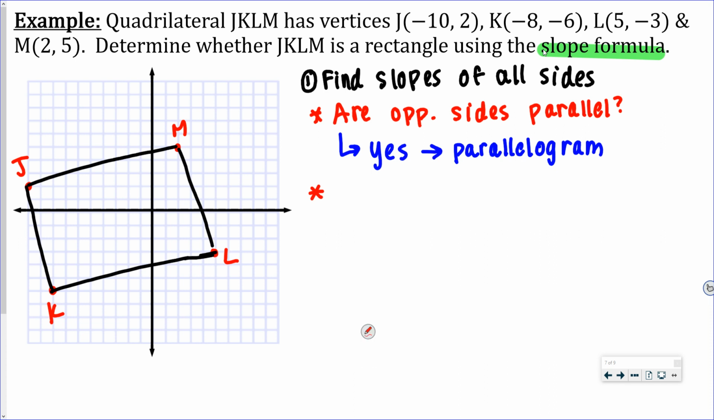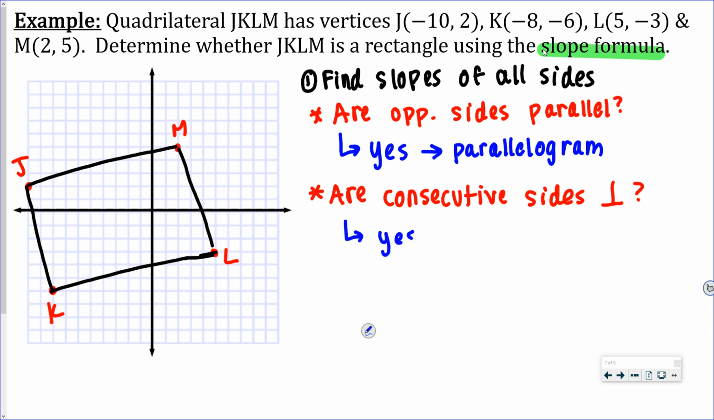You would check, are the consecutive sides, that just means two sides, perpendicular? If they are, then we can conclude it's a rectangle. But again, we have to make sure it's a parallelogram first. So let's try that with this example.